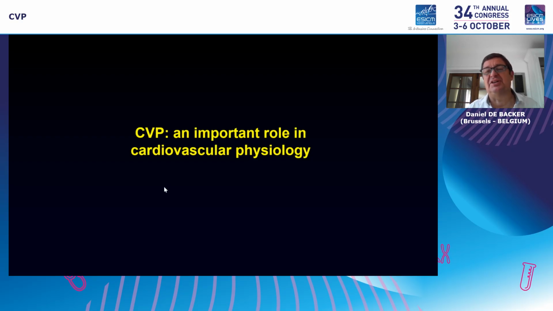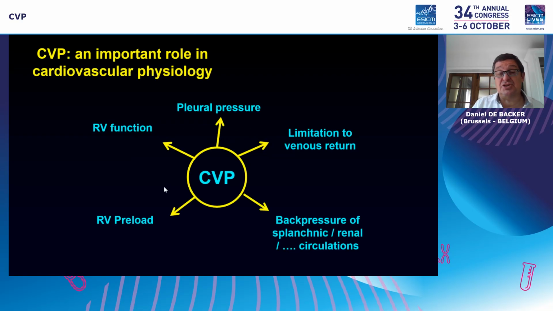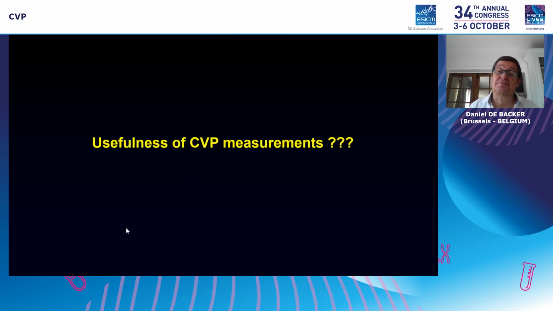We will discuss this in more detail now, because CVP has an important role in cardiovascular physiology. It represents several aspects. It represents right ventricular function. It represents right ventricular preload. It also is affected by some other factors than volume and cardiac function. It is also affected by intrathoracic and even intra-abdominal pressures. But importantly, it represents not only cardiac function and volume, it also represents the limitation to venous return. And it is a back pressure of splanchnic, renal, and other extrathoracic circulations.